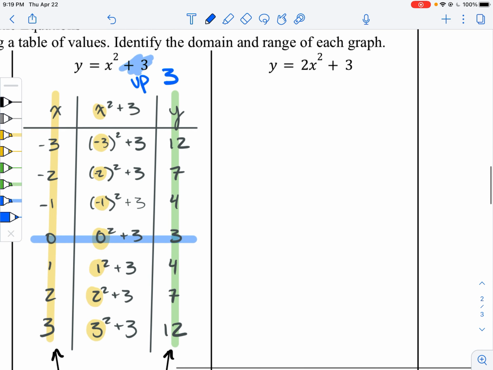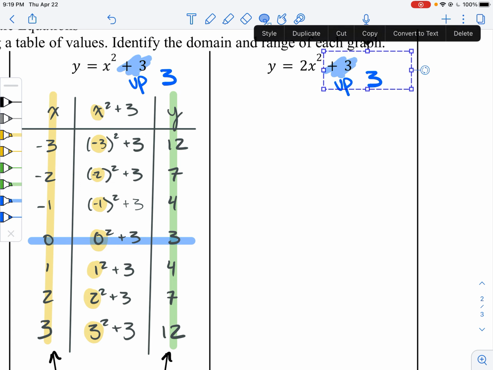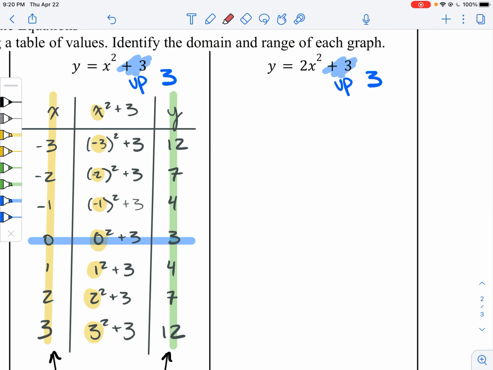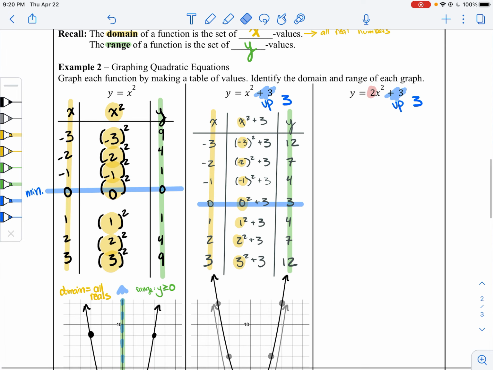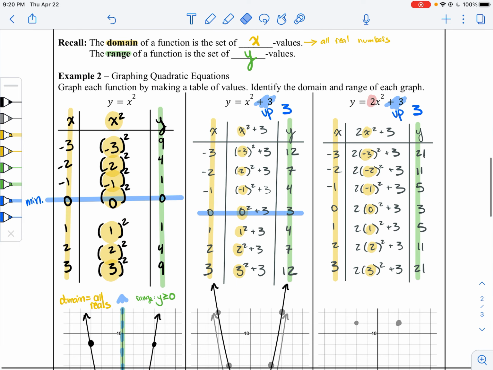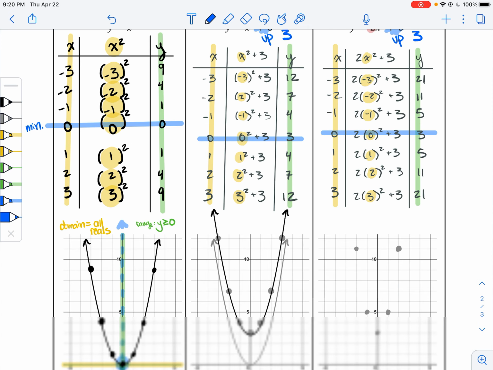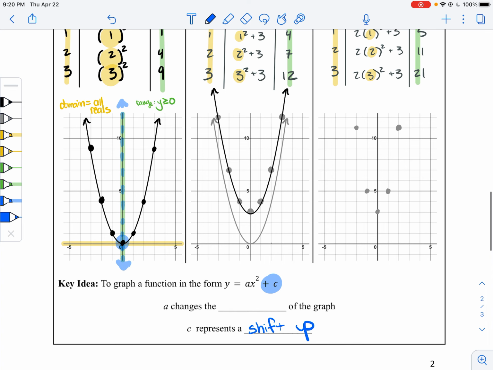Cool, but now we're going to keep everything the same. We still have that +3, which means up 3. But what is this 2 going to do? Well, let's find out. I already took the time to make an XY table for you. You'll notice that the Y values go down, down, down until 3, and then they start going up, up, up again. So that tells you 3 is where everything changes. That's the vertex.